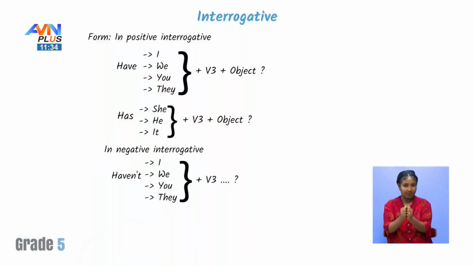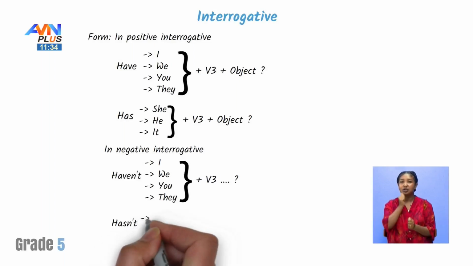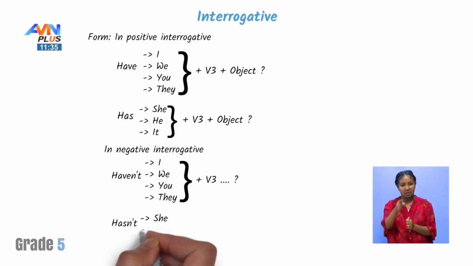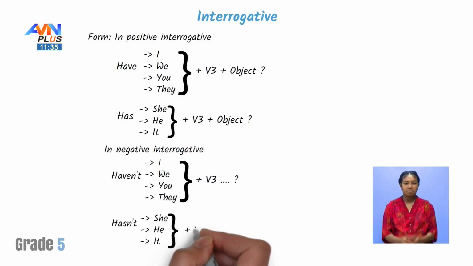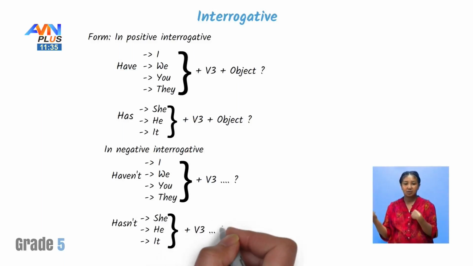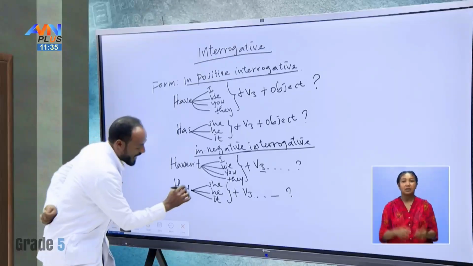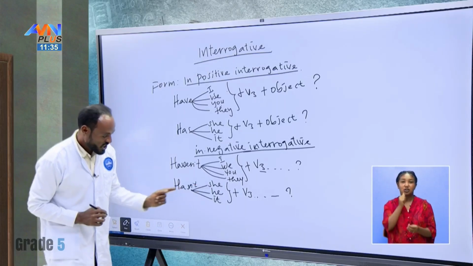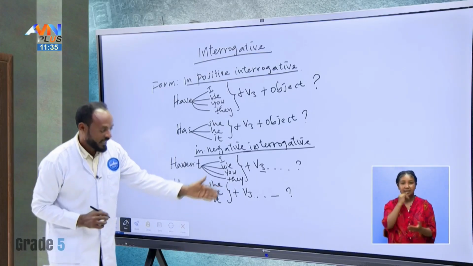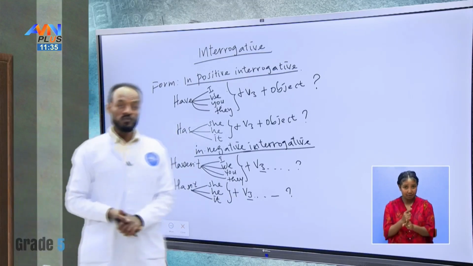What about if it is has? Hasn't, it should be she, he, and it plus verb 3. Don't worry, you can make such sentences using this structure. Yes, it's about the present perfect tense. Here, hasn't plus she, he, it, and then plus verb 3. Am I right? Bravo, students.